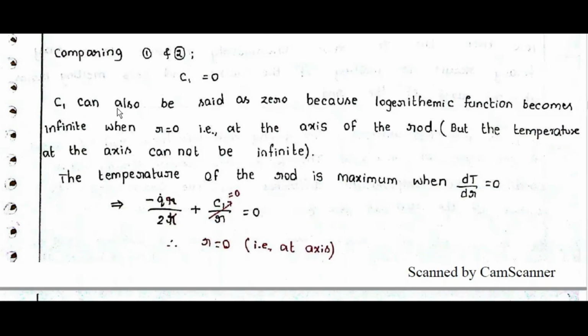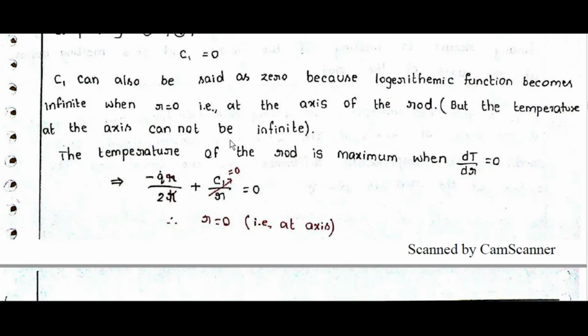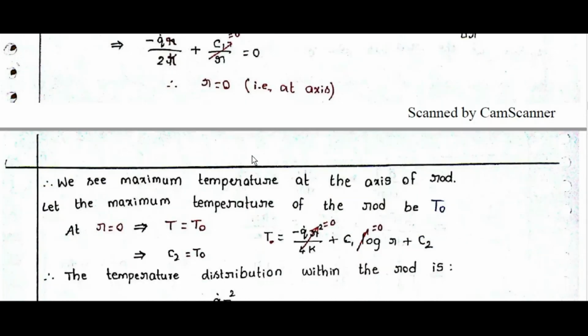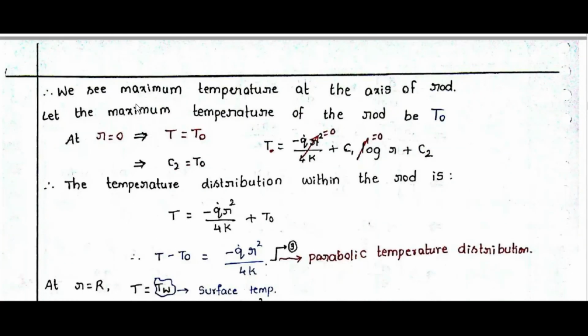Comparing 1 and 2, C1 is equal to 0, as the log r term should not be there. C1 can also be said to be 0 because the logarithmic function becomes infinity when r is equal to 0, that is the axis of the rod, but the temperature at the axis cannot be infinity. The temperature of the rod is maximum when dT by dr is equal to 0: minus Q dot r by 2k plus C1 by r is equal to 0, r is equal to 0 at the axis. Therefore, we see maximum temperature at the axis of the rod.